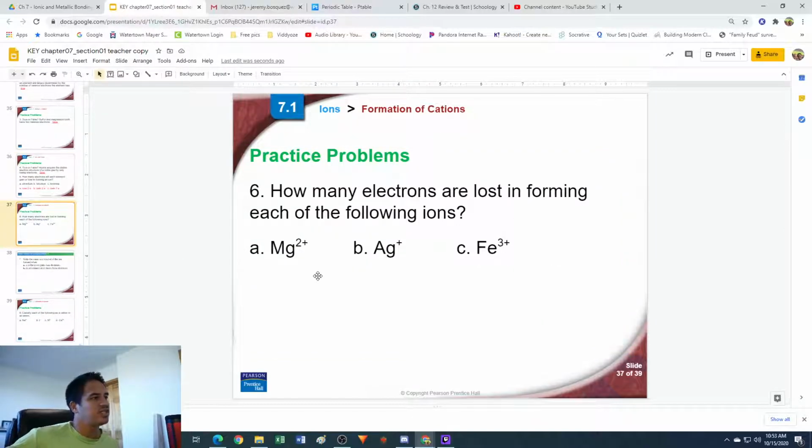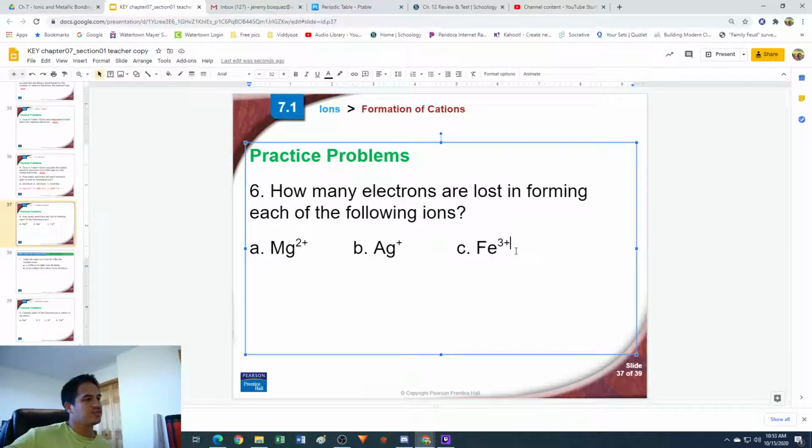All right, number 6. How many electrons are lost in forming each of the following ions? To answer this one, we just need to take a look at the charge that's on it, and that will tell us. So Mg 2+. 2+ means that we have lost 2 electrons. Remember, positive charge means you've lost electrons because electrons are negative.